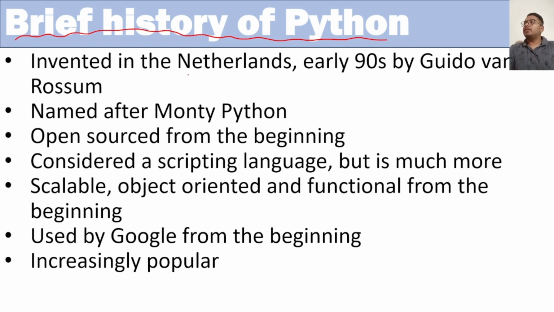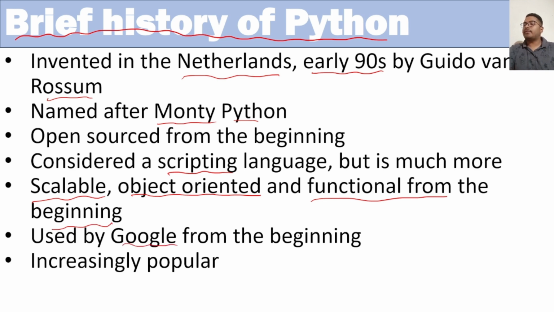Python was invented in the Netherlands in the early 90s by Guido van Rossum, named after Monty Python. It is an open source programming language. It is considered a scripting language because it is much more scalable, object oriented, and functional from the beginning. It is used by big companies like Google from the very beginning, and it is increasingly popular as well.